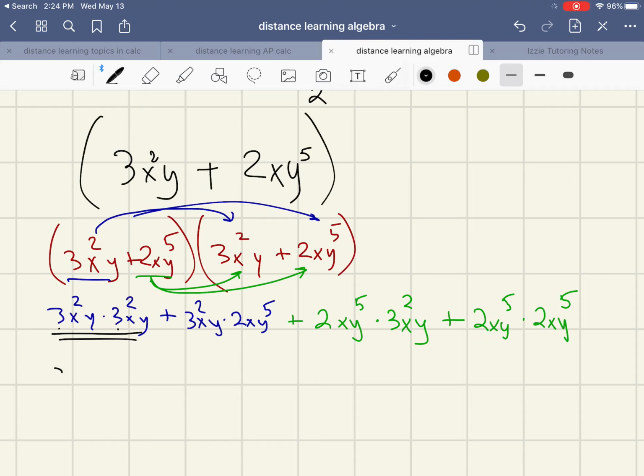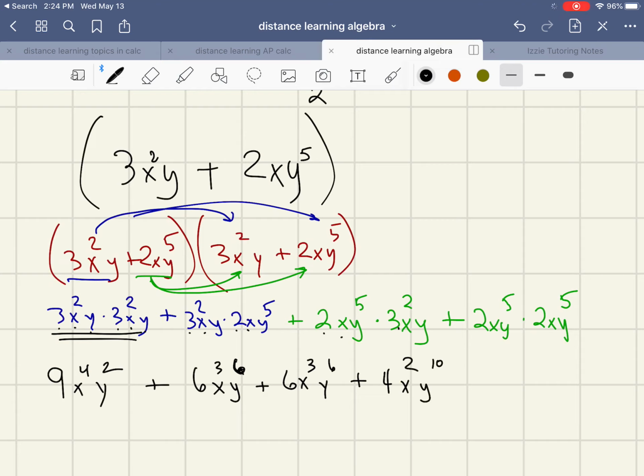So if we look at this first part, 3 times 3 is 9. X squared times x squared is x to the fourth. Y times y is y squared. Next chunk. 3 times 2 is 6. There's 3 x's. There's 6 y's. Next piece, 6 x cubed y to the sixth. And then plus 4 x squared y to the 10th.